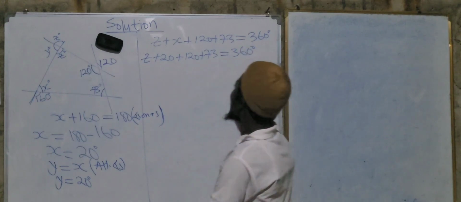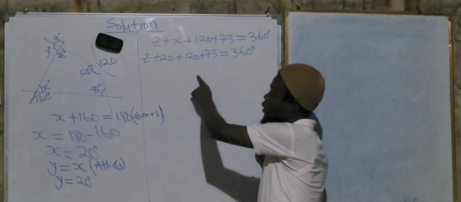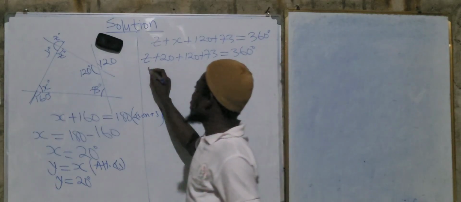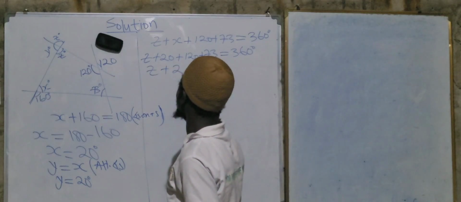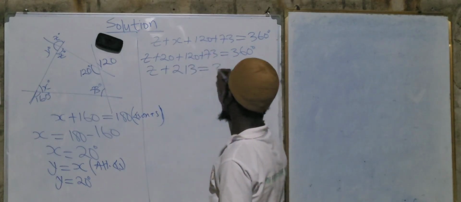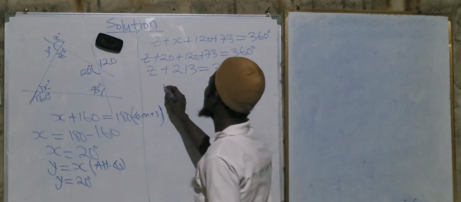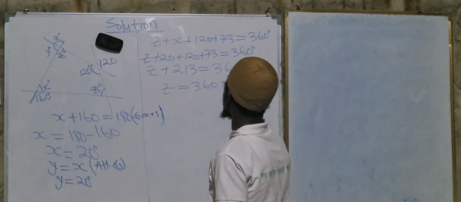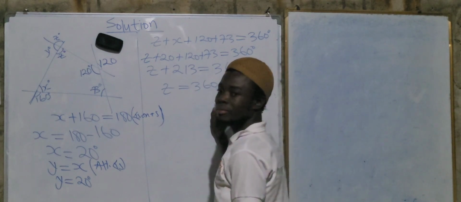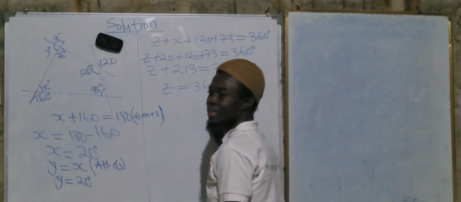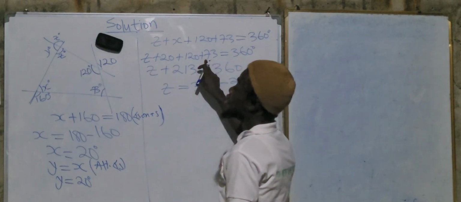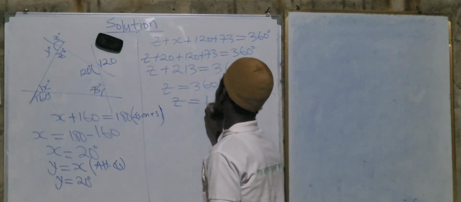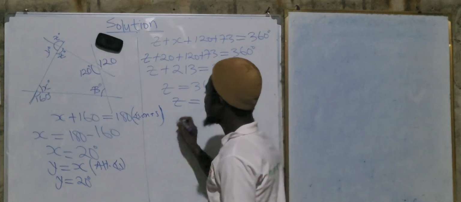Mm-hmm. Now when we add everything here, what do we have? 213, right? Yes, sir. Now Z plus 213 is equal to 360, right? Yes, sir. And Z is now equal to 360 minus 213. How much is that? 147. So therefore Z is equal to 147, right?